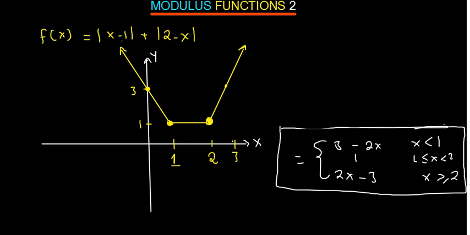So this is how you draw a graph of an absolute value function where there are two. So this is a graph. And they carry good marks. Nice marks. So this is how it's supposed to be.